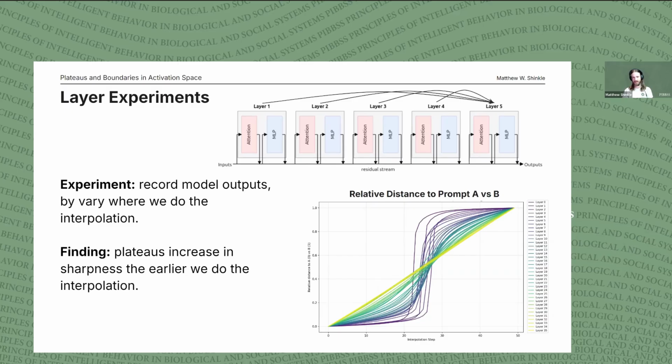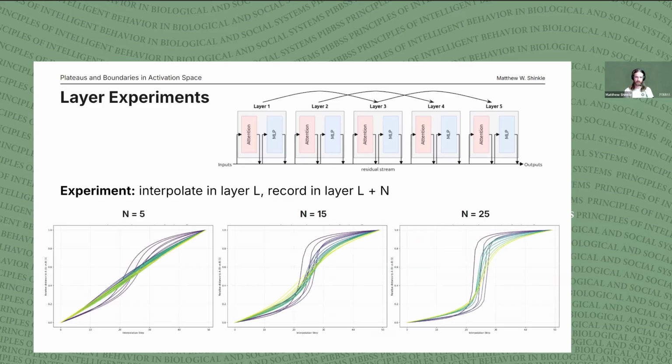So in a second experiment, I did another variant of this where instead of interpolating in the initial embeddings, I interpolated in the activations of each layer in the model and recorded the model outputs. So kind of the converse of the experiment I did before. And here we see the opposite trend, where the earlier we interpolate in the model, the sharper the plateaus are in the model outputs. So taken together, these two analyses suggest that the main factor that increases plateau sharpness is the number of layers between where we interpolate and where we record.